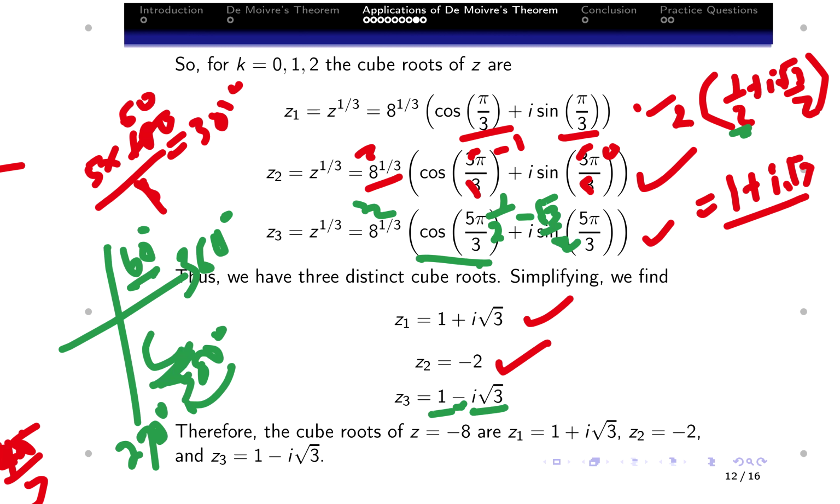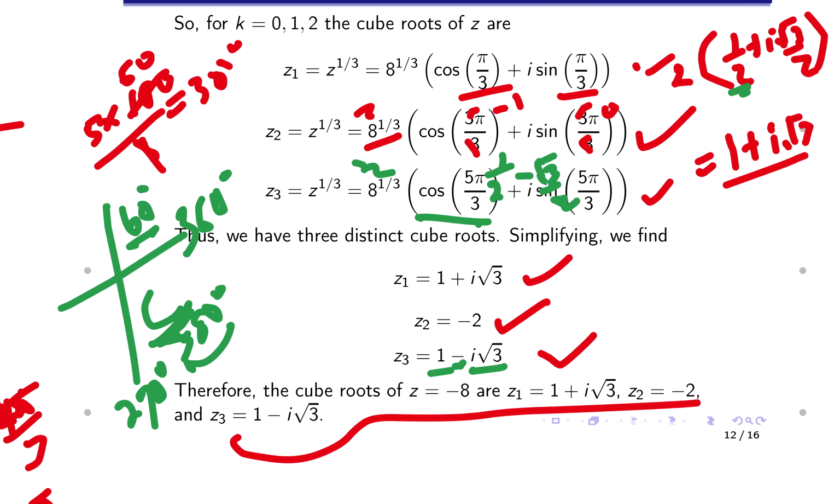So the first root is 1 plus i root 3. The second one is minus 2. The third one is 1 minus i root 3. And that's why we have all this here. So the cube roots of z equals minus 8 are z1 equals 1 plus i root 3, z2 is minus 2, and z3 is 1 minus i root 3.